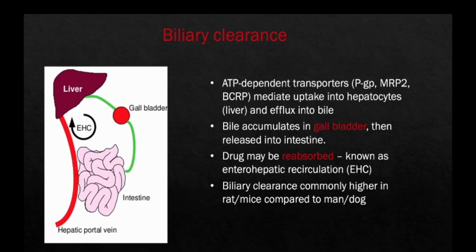Biliary clearance: ATP-dependent transporters, such as P-glycoprotein, MRP2 or BCRP, mediate uptake into hepatocytes in the liver, and efflux into the bile. Bile accumulates in the gallbladder and then is released into the intestine, and drugs may be reabsorbed, known as enterohepatic recirculation, or EHC, which occurs here. Biliary clearance is commonly higher in rat and mice compared to man and dog.